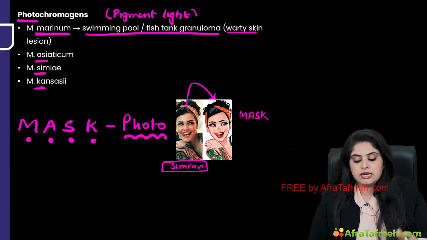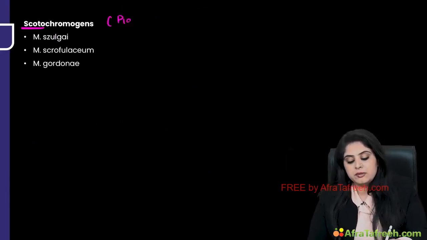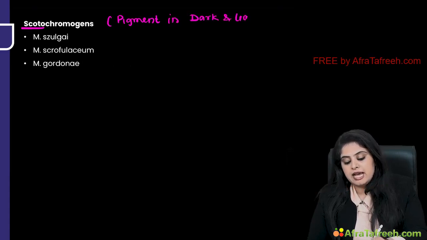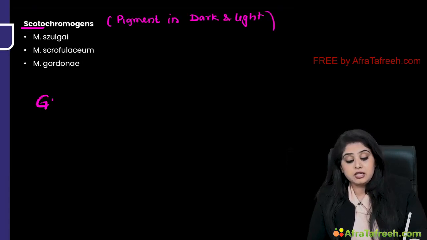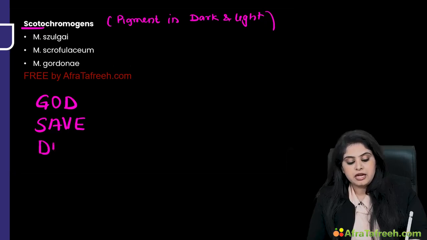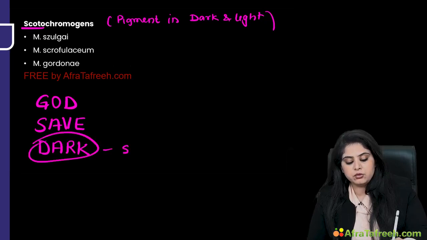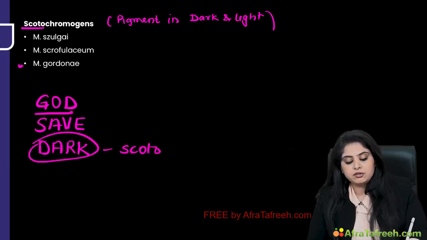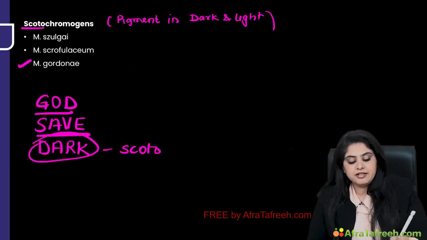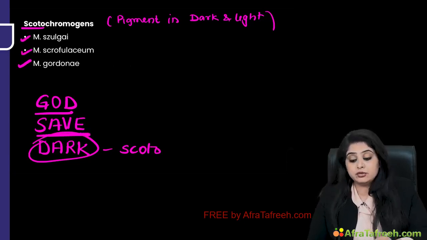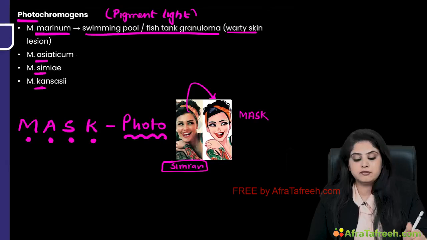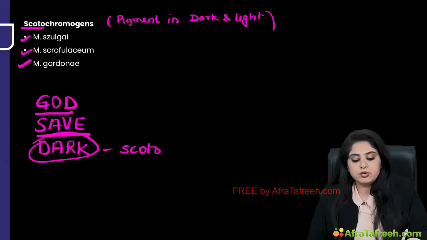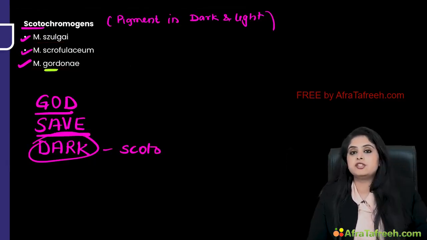So photochromogens are done. Now let's go on to the scotochromogens. So where is the pigment production going to occur? Pigment production will occur not only in the dark but also in the light. And how we have learned the organisms is that it's about the dark. Okay, God save me from the dark. God save me from the dark. So dark means you will think of scotochromogen. And then we will think of God, so that is going to be Mycobacterium gordonae. And save, what will come from save? We have Scrofulaceum and Szulgai. So will you put Simiae over here? No, Simiae was for Simran, that was for photo. Now over here you will have Szulgai and Scrofulaceum, and gordonae is what you will have. I hope you remember God has given us natural water all around.